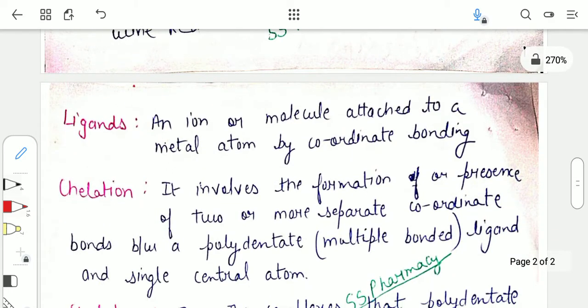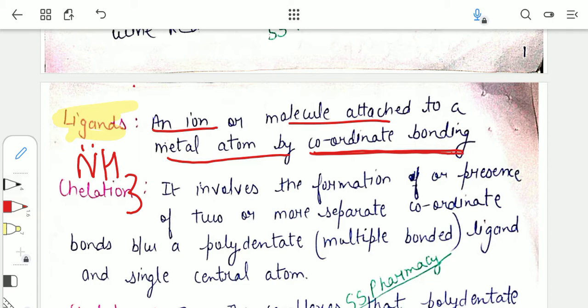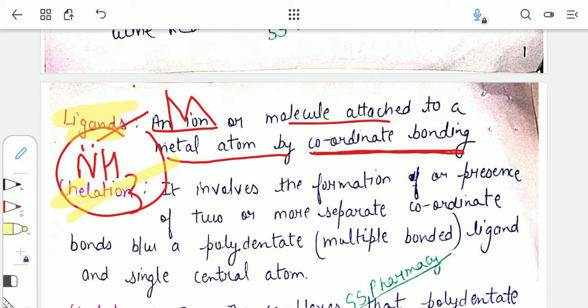So the very first term is the ligand. Okay, so a ligand is any kind of ion or molecule which is attached to a metal ion by coordinate bonding. For example, the ammonia molecule is a ligand because it has a lone pair of electrons on it, and in coordinate bonding that electron pair is being shared. So it shares its electron pair with the metal ion and forms a bond, so this is our ligand.